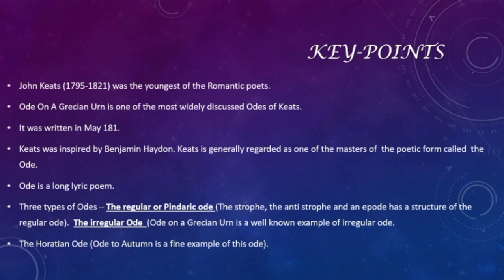If we talk about Ode on a Grecian Urn, you can see its stanza structure in your book. You will find that all the stanzas are very elaborate and its subject matter and treatment are serious. Ode on a Grecian Urn is one of the most widely discussed odes of Keats. It was written in May 1819 and Keats was inspired to write this poem after reading articles by Benjamin Haydon, an English artist.